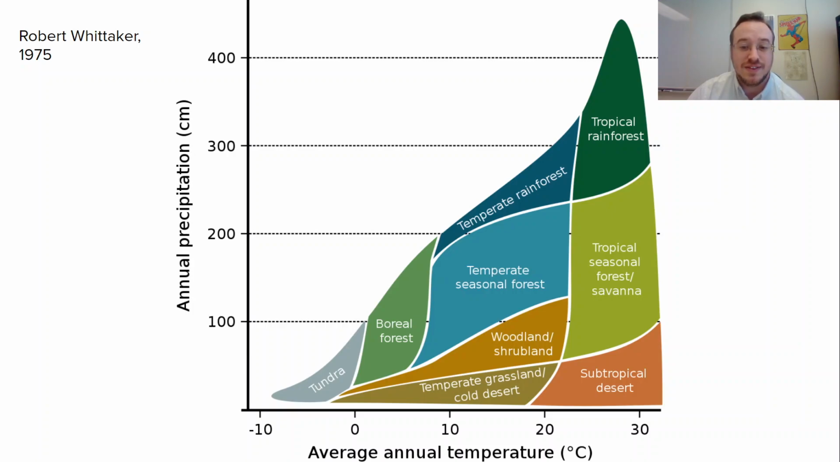Also notice that all of these are land biomes. There are no water biomes present on this graph, which is a big drawback because 75% of the Earth is water.